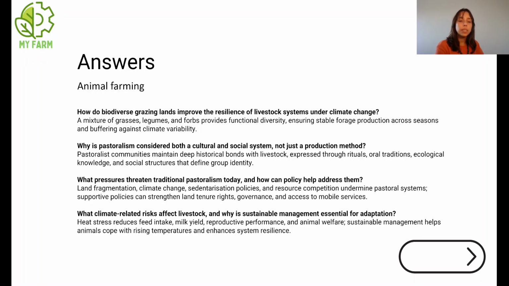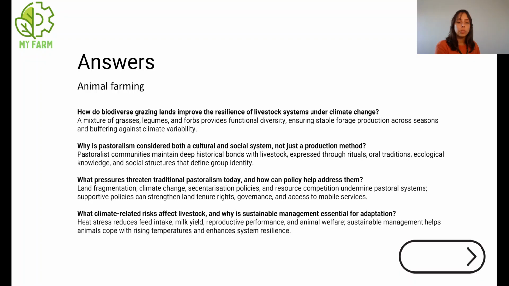Why is pastoralism considered both a cultural and social system? Because pastoral communities maintain deep historical bonds with livestock, expressed through rituals, oral traditions, ecological knowledge, and social structures that define group identity. What pressures threaten traditional pastoralism today, and how can policy help address them? Land fragmentation, climate change, sedentarization policies, and resource competition undermine pastoral systems. Supportive policies can strengthen land tenure rights, governance, and access to mobile services.